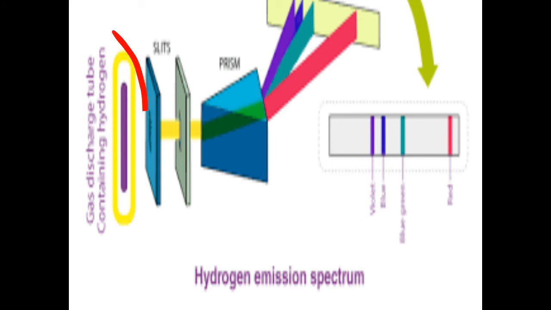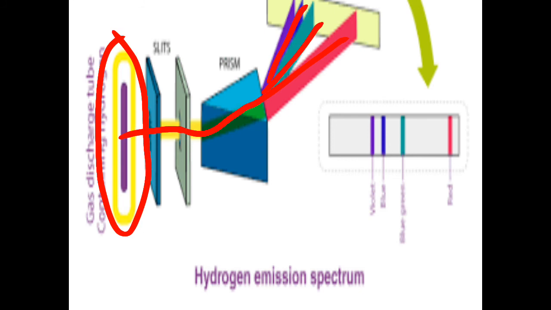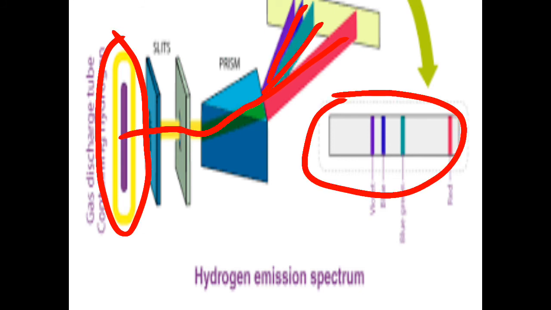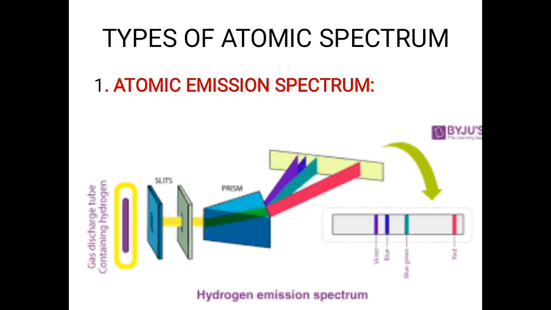The next thing, how we can excite any element. Like, suppose this discharge tube is full of hydrogen gas and it is electrified and excited, and the rays which are emitted by hydrogen are passed through the slit and they further pass through the prism and they are separated into different component colors. So we are getting the spectrum in the form of lines. And further, there are two types of atomic spectrums.